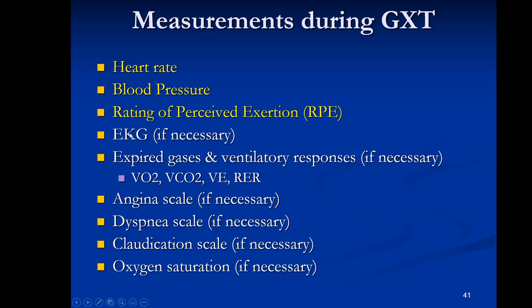So other options that you can add on, especially if it's a clinical population, EKG. If you're doing a maximal test where you may want to measure oxygen consumption, so VO2, VCO2, ventilation, some RER you've heard of. So there's also subjective scales for chest pain, so there's an angina scale, for breathing, a dyspnea scale, a claudication scale, and O2 saturation. All of those are just specific to the population being tested. For example, if you're doing an exercise test in a pulmonary patient, you would definitely want to measure oxygen saturation just to make sure there's no desaturation during exercise. And also probably the dyspnea scale to see how out of breath they were.